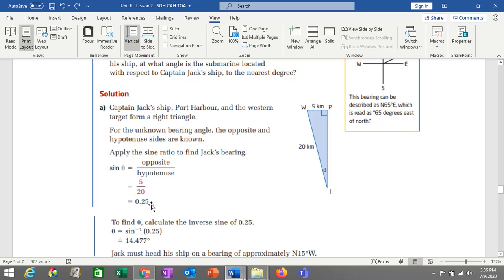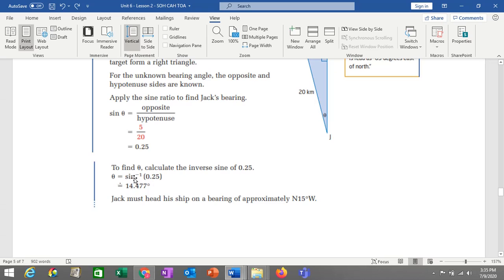So that gives you 0.25. But remember, that's still sine of theta on the left-hand side, and we need to get rid of that sine. Or if you like, we need to bring the sine to the other side. So we change that to an arc sine. Arc sine of 0.25 gives you 14.47. And so Jack must head on a bearing of approximately north 15 degrees west.